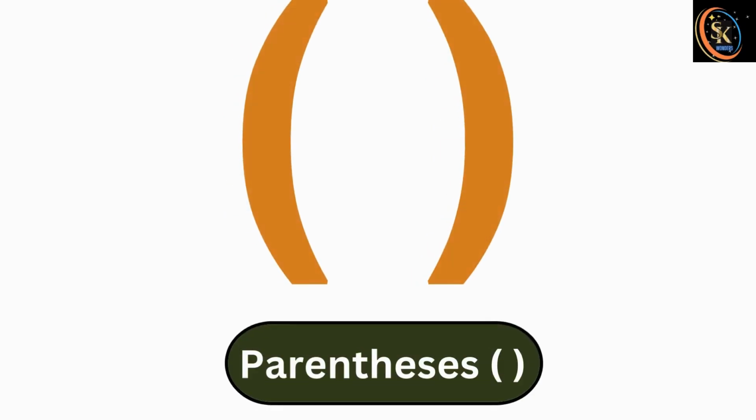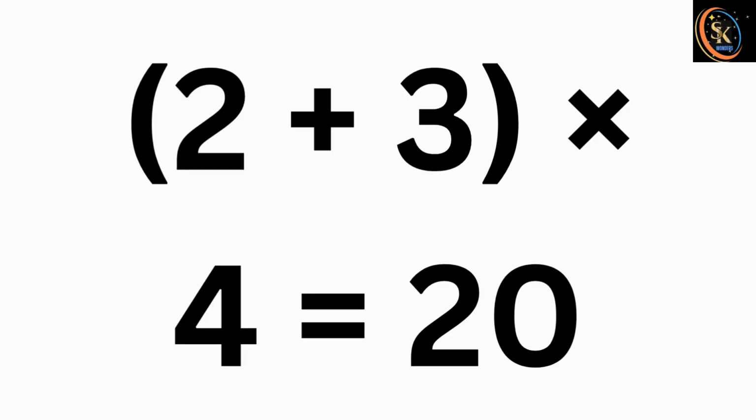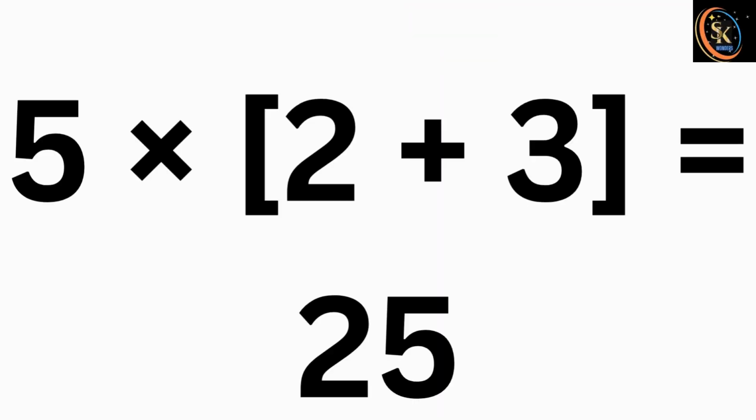Parentheses. Bracket 2 plus 3, close bracket, times 4 equals 20. Brackets. 5 times open bracket 2 plus 3 close bracket equals 25.